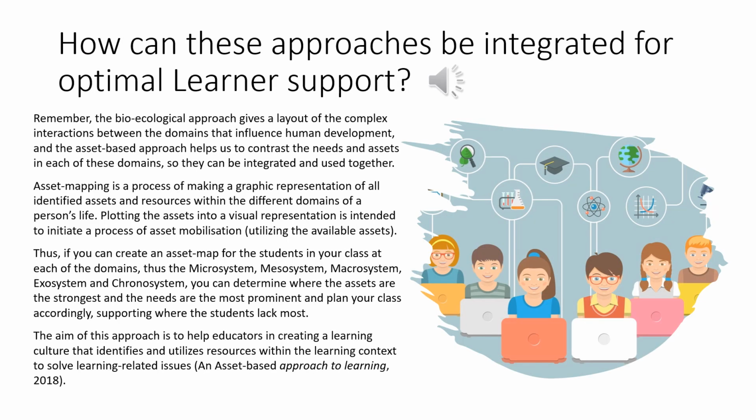How can these approaches be integrated for optimal learner support? The bioecological approach gives a layout of the complex interactions between the domains that influence human development, and the asset-based approach helps us to contrast the needs and assets in each of these domains so they can be integrated and used together. If you can create an asset map for the students in your class at each of the domains, you can determine where the assets are the strongest and the needs are the most prominent, and plan your class accordingly, supporting where the students lack most.